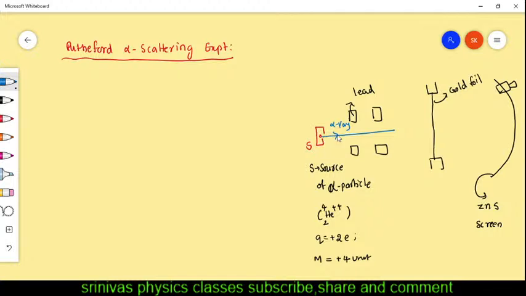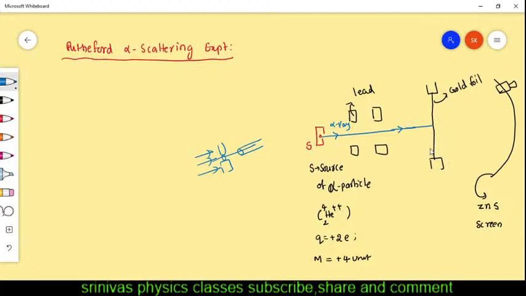That alpha particle will go straight, and it is collimated, meaning made into a narrow beam. For example, alpha particles are coming like this, and through this gap only alpha particles travel, so it is made a narrow beam by using these lead bricks. This narrow beam is allowed to be incident on the gold foil.